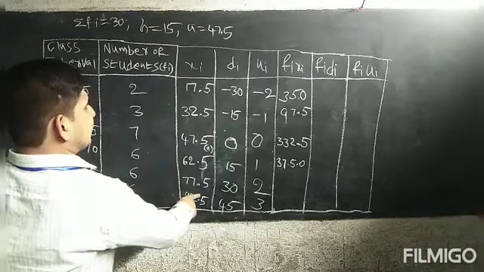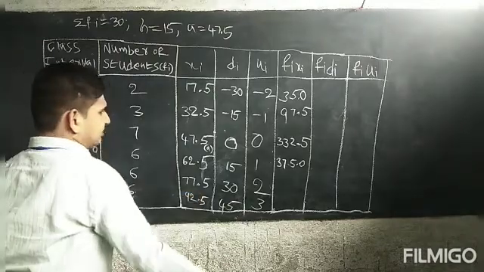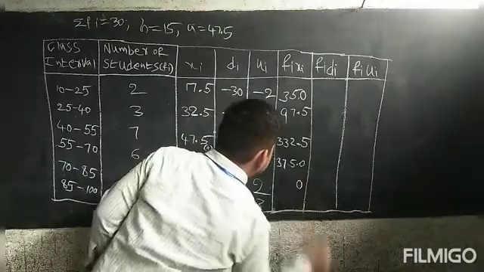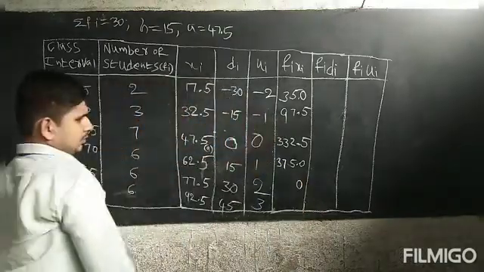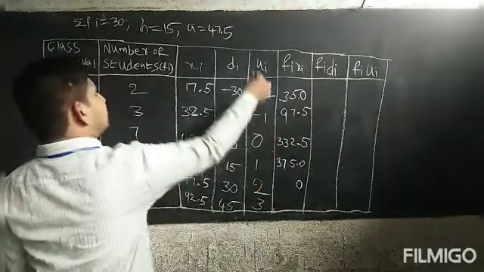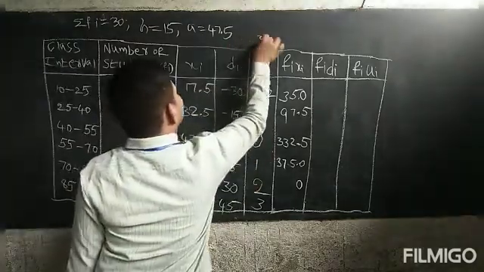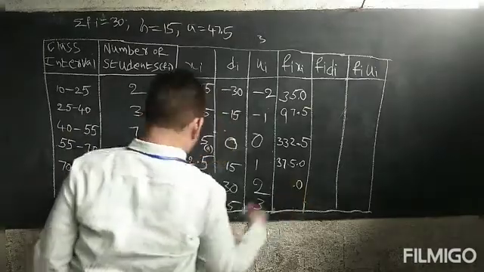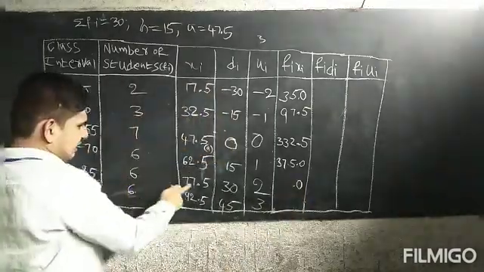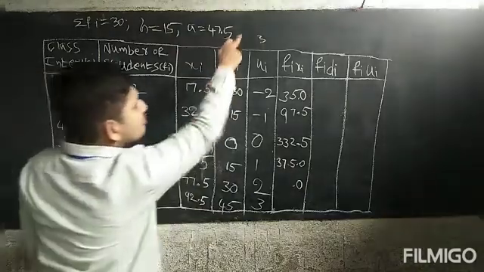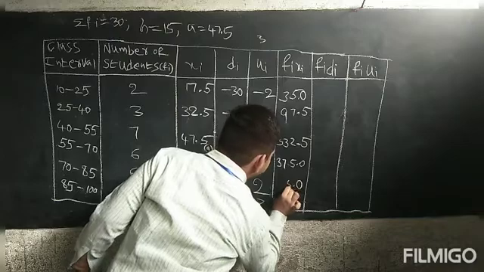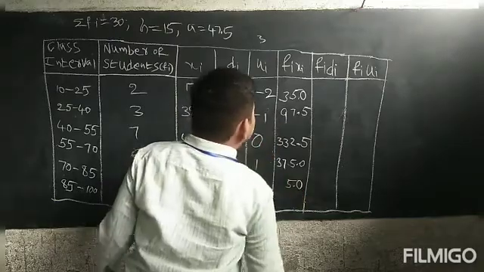Next, 6 into 77.5. 6 5 is 30. Okay, now 3 left. Now 6 7 is 42. 42 plus 3, 45.